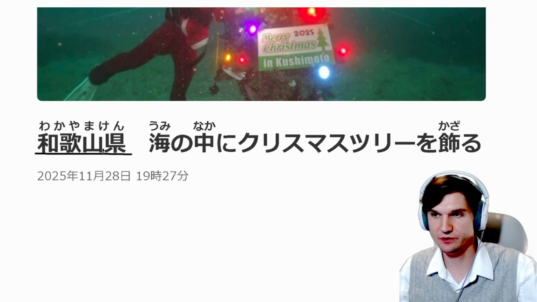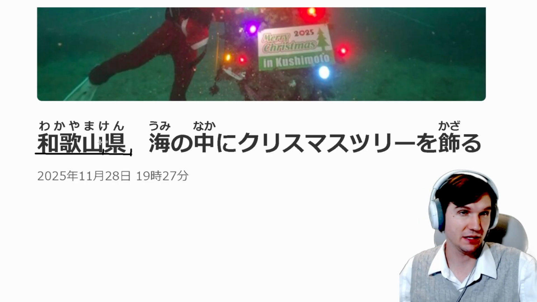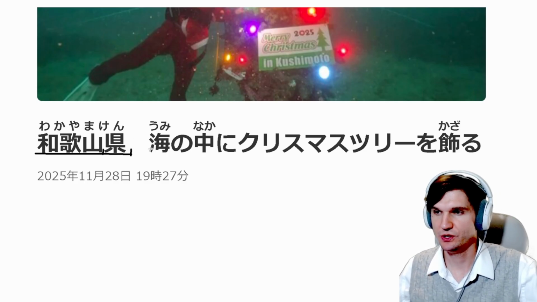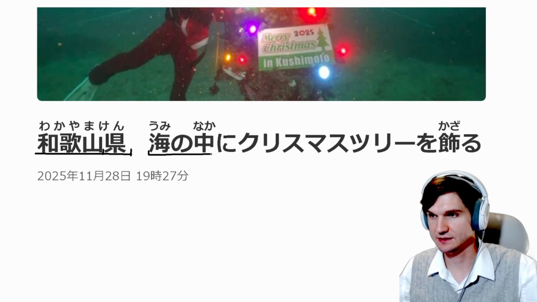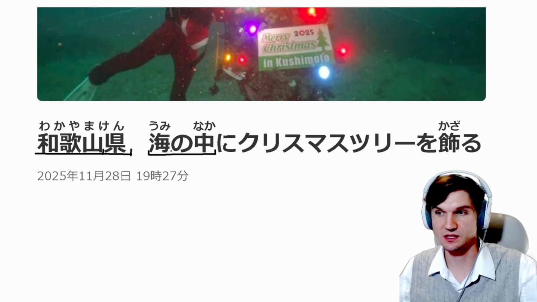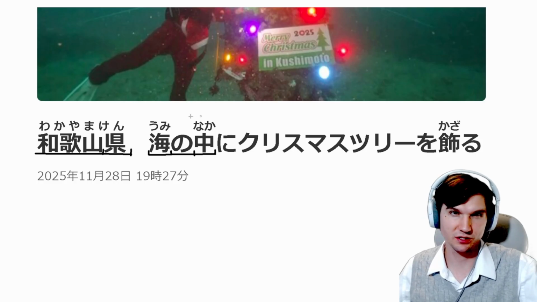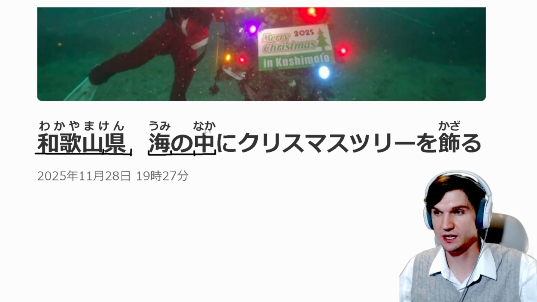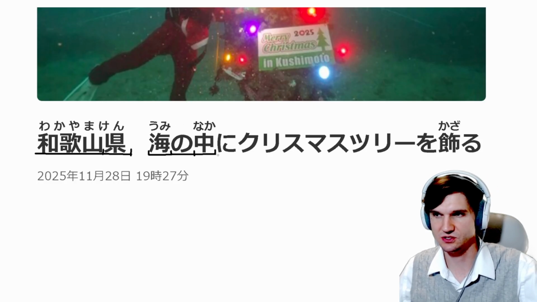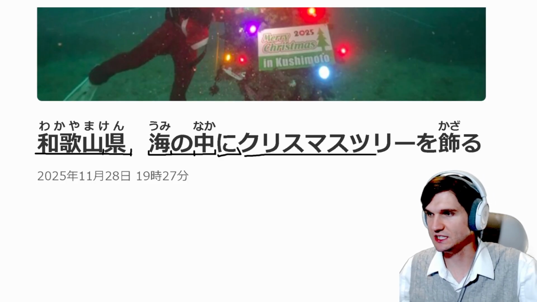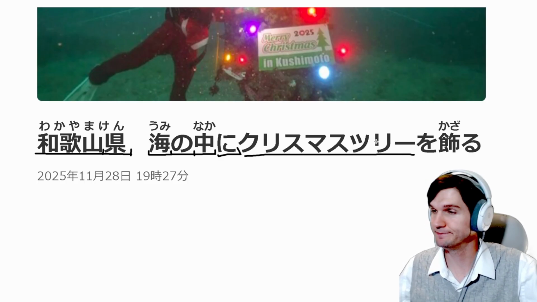is the name of a prefecture. This ken here means prefecture. So in Wakayama Prefecture, umi no naka ni. So umi is the ocean or the sea, and naka inside connected with our particle no here. So umi no naka inside the sea. And this ni is just pointing where our location is. Christmas tree. So a Christmas tree.